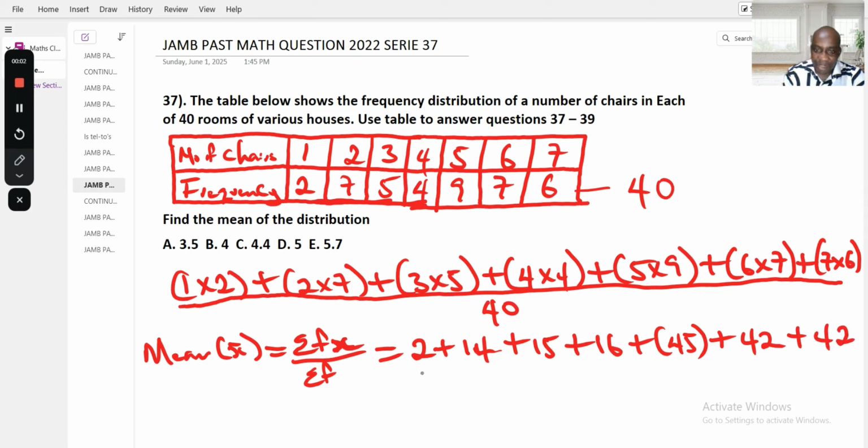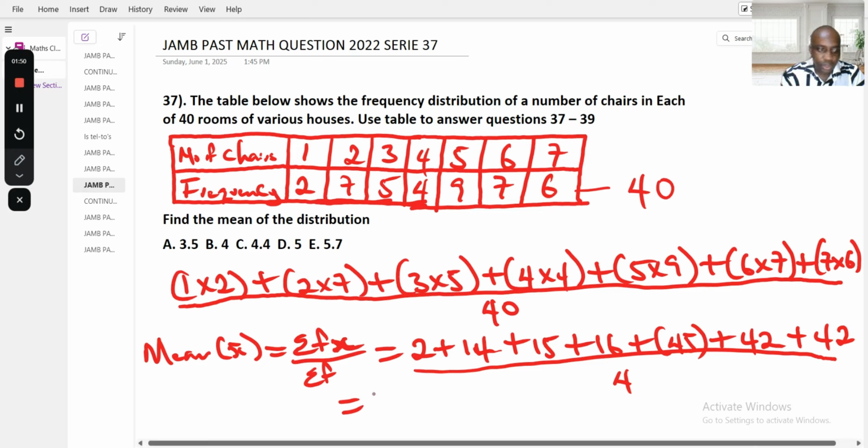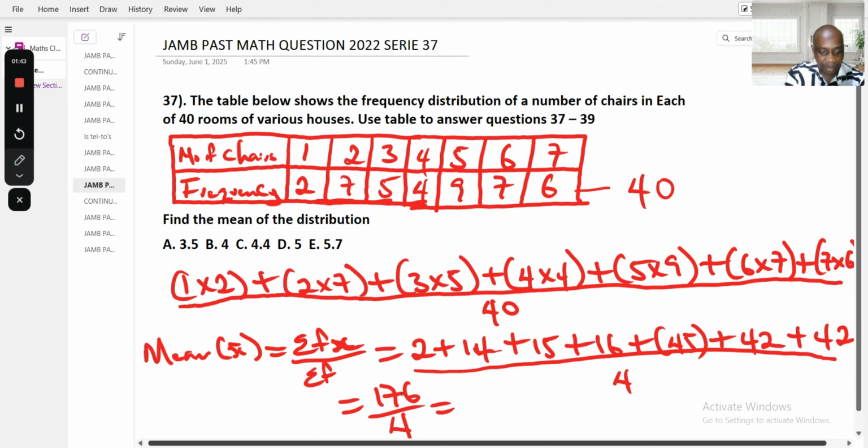Now let's add everything up. Divided by, now the total of 2 plus 14 plus 15 plus 16 plus 45 plus 42 plus 42 is going to give us what? 176 divided by 40. What is it going to give us? It's going to give us 4.4.